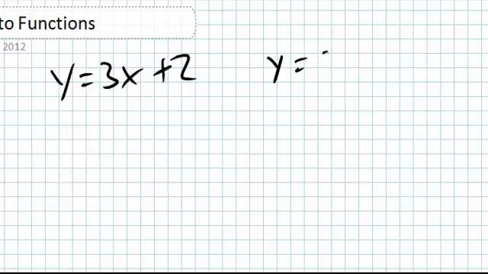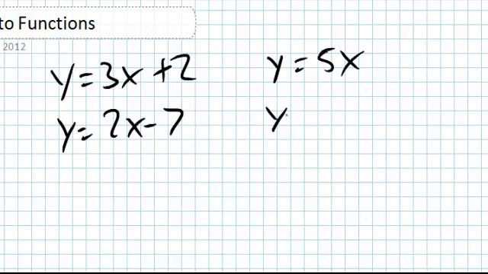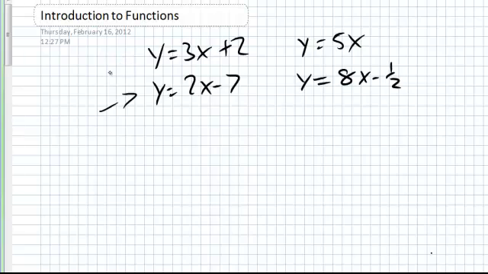So y equals 5x, y equals 2x minus 7, y equals 8x minus 1 half. And if I were to say, I want to compare these functions, talk about the different rates of change, it gets cumbersome to do so, because I have to say, well, this first equation right here, this equation right here. It'd be like if I had a classroom full of students and I didn't have any names for my students. I just say, hey you, that guy over there in the blue shirt.